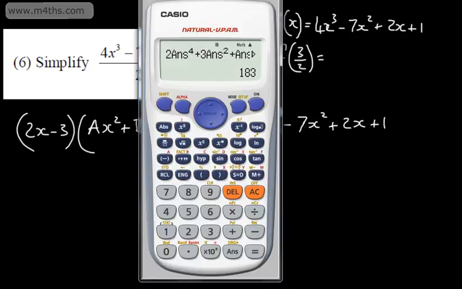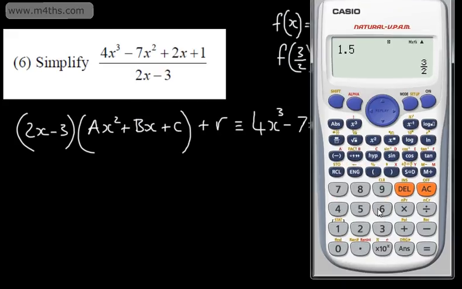So in the calculator, what I'm going to do is 3 over 2, or 1.5, so 3 over 2. And then if I simply substitute this in, so we're going to get 4 lots of that answer, which we need to cube, minus 7 lots of the answer, which we need to square. Then we're going to get plus 2 lots of the answer, and we're going to get plus 1, and that gives us a 7 over 4 as a remainder.